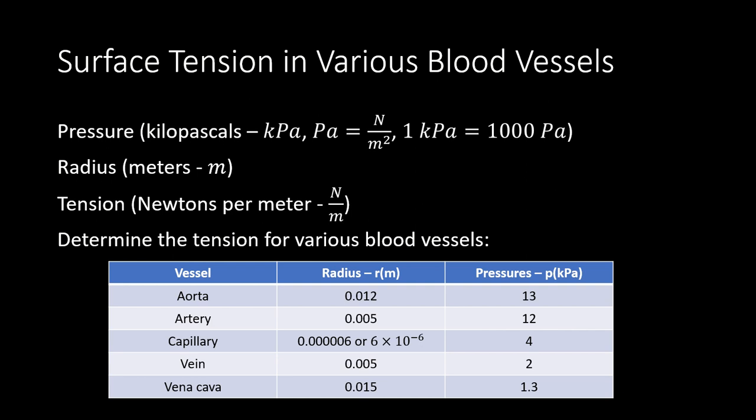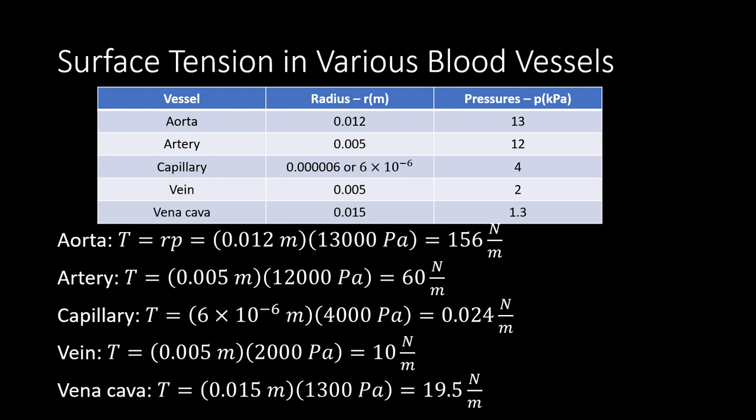We can determine the tension in various blood vessels. For example, the aorta, which on average has a radius of about 0.012 meters and a pressure of 13 kilopascals. We could do the same for arteries, capillaries, veins, and the vena cava. And if we do such, what we end up getting is for the aorta, the tension, which would be the radius times pressure. As long as we convert everything to meters and pascals, that gets us 0.012 meters times 13,000 pascals.